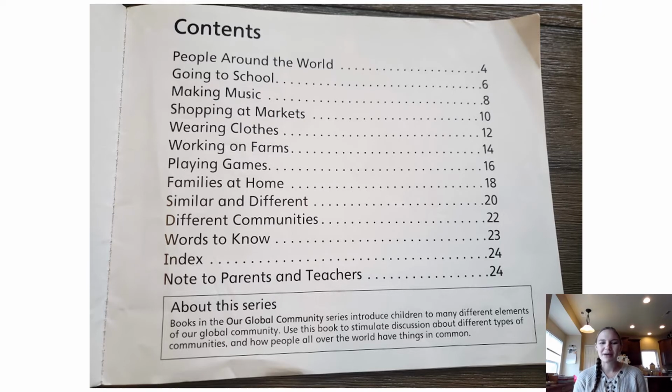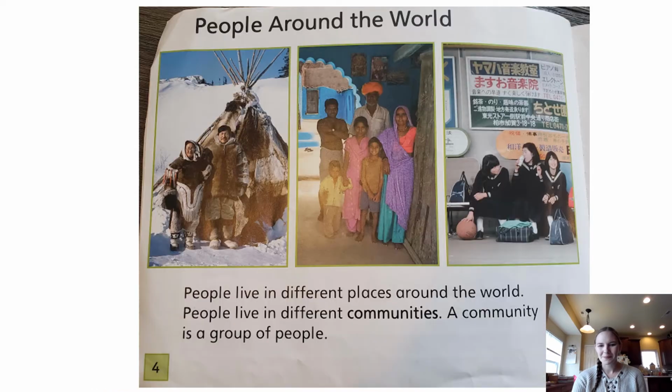Here we have the table of contents. The table of contents tells us everything we need to know and where to find it in the story. So I can see that each page has a different part that we're looking at. So I know the first part says that it's people around the world. I'd follow the dots and I'd know to go to page 4.